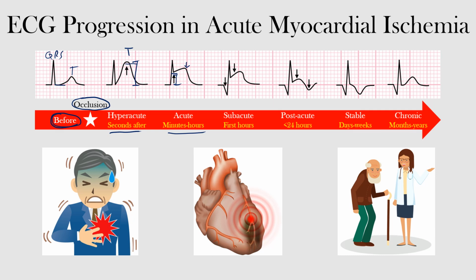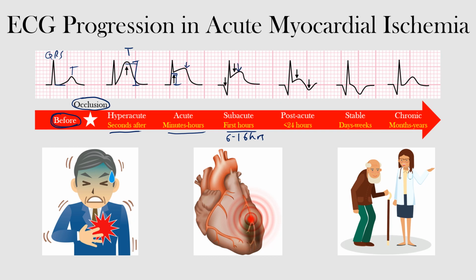All right, next, usually about 6 to 16 hours after occlusion, we have pathological Q waves that appear, and the ST segment elevations begin to normalize. You can think of the Q waves pulling the ST segment down if that helps to remember it. So now we're in that subacute phase, and what we have going on here is the ST segment elevation is coming back down. It's starting to normalize.